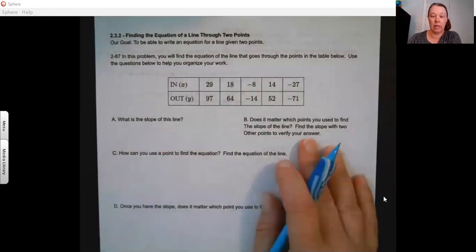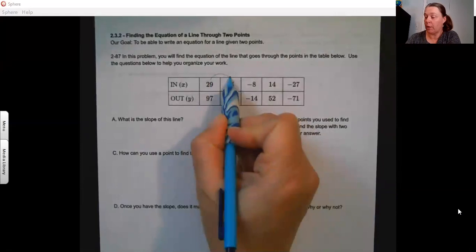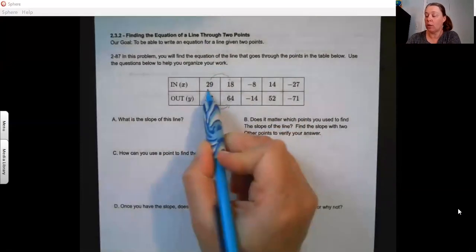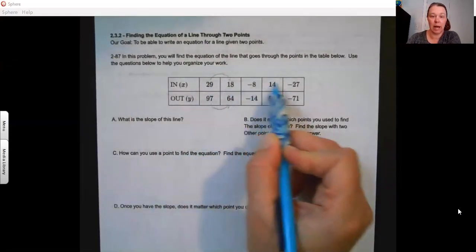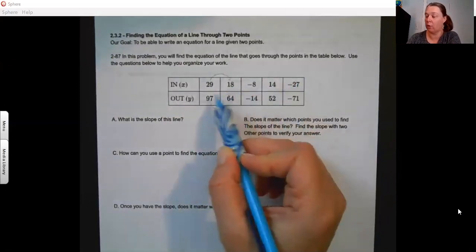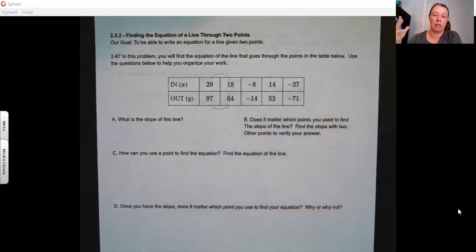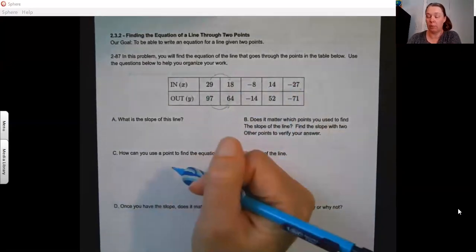And then leading after that, and we can think about it now actually, it doesn't matter which points we use to find the slope of the line. Okay, and it says find the slope with 2 other points to verify your answer. So you could just start by saying, okay, what happens from here to here and here to here? You might notice that this table is all over the place. It's not consistently increasing or decreasing by the same amount. It goes down more, it goes up, it goes down. Okay, so it's like they've given us a smattering of points, but we know they fall in a line.